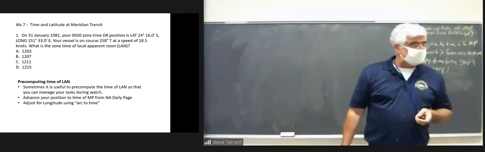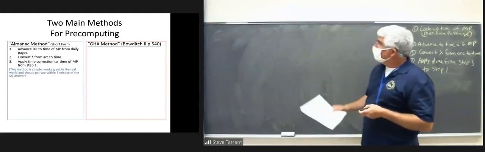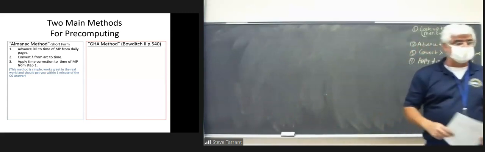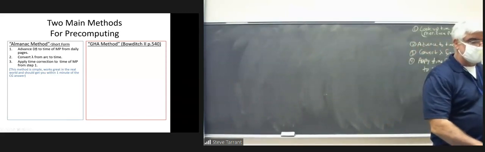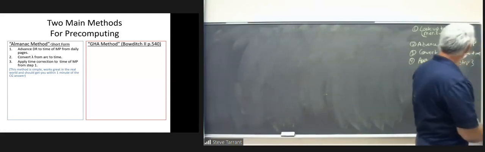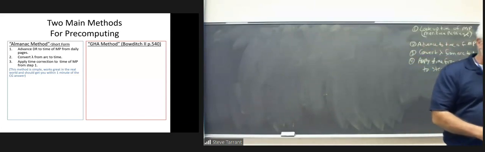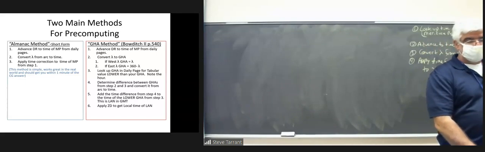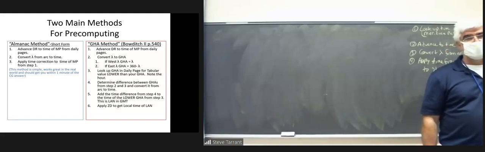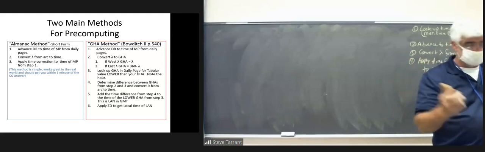So, okay, so the instructions that I just wrote here on the board are these instructions, okay? It's slightly different words, but it's the same instructions. This is 3 steps. I think I just kind of combined 2 of them over here, okay? We call that the almanac method, short form. Those are the instructions for the GHA method, okay? So let's just try this one first, and if anybody wants to review the GHA method, I'll show you after, okay?